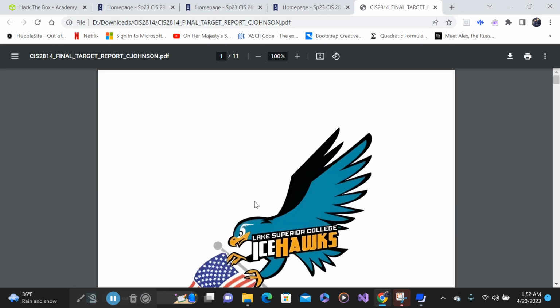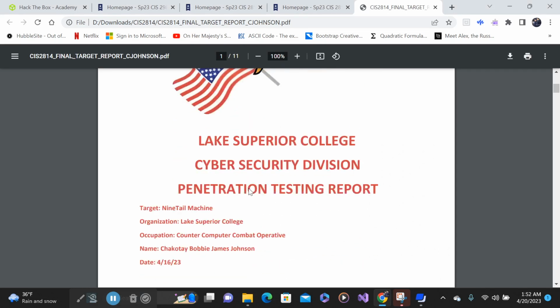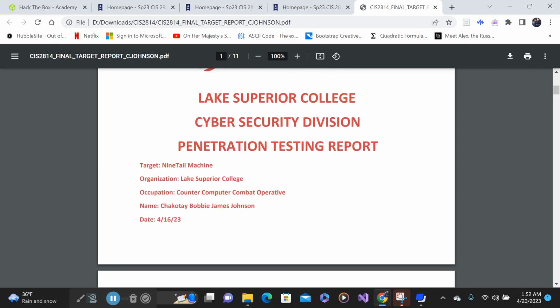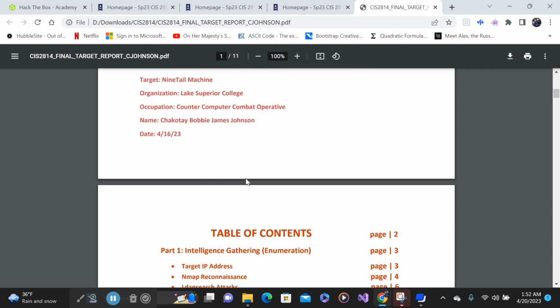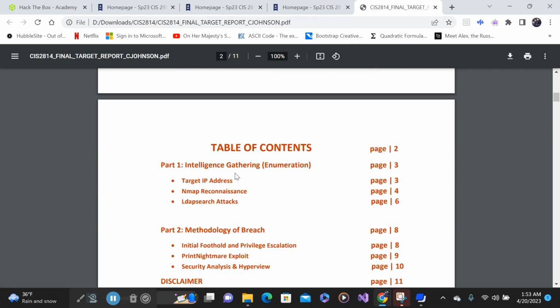And this is me capturing the flag of the Nine Tails machine in Hack the Box. Lake Superior College Cybersecurity Division Penetration Test and Report. I'm a counter-computer combat operative. My name is Chakotay Bobby James Johnson. This was created on 4/16/2023.